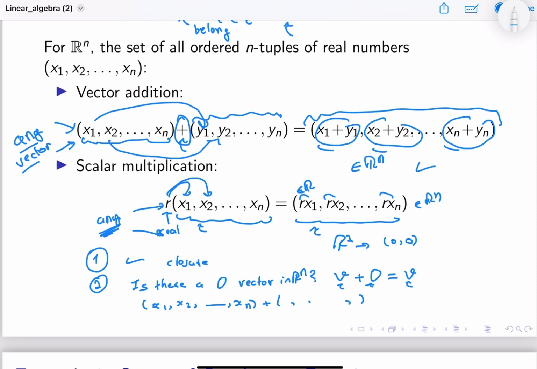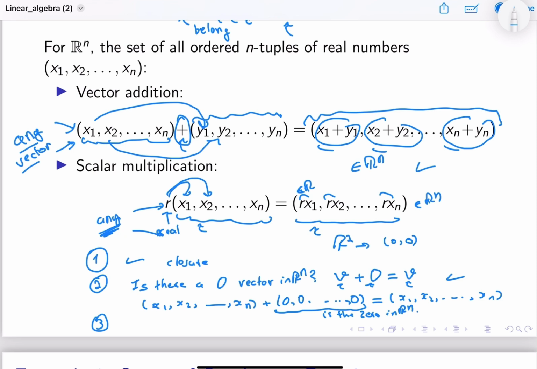You want to add it to something else that gives you back x1, x2, and so on up to xn. And intuitively, you would think, well, if you take the tuple of all zeros, you still get the same vector, and hence this is the zero in Rn, right? So we just gave the second property, which is the existence of a zero in Rn.